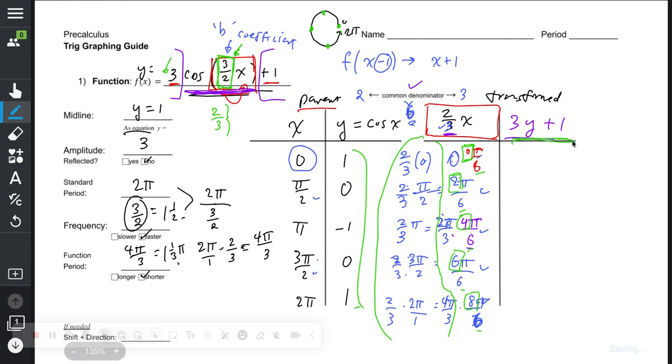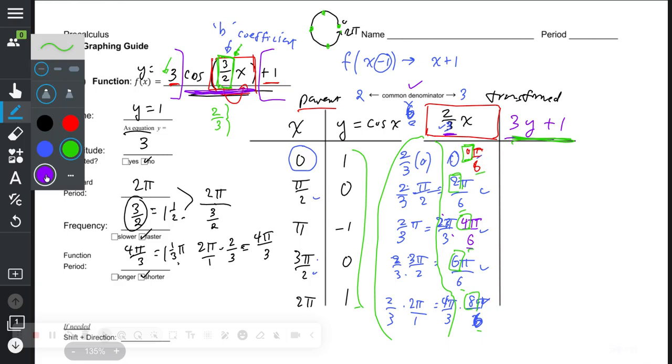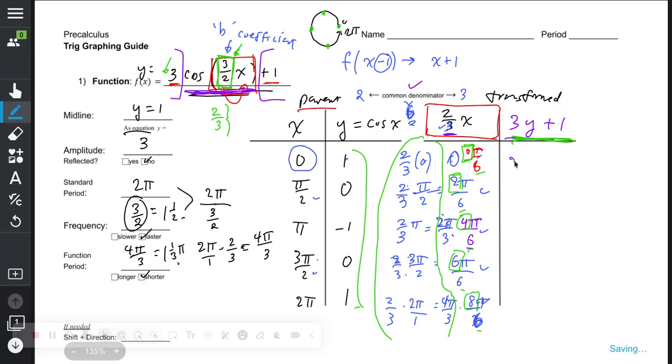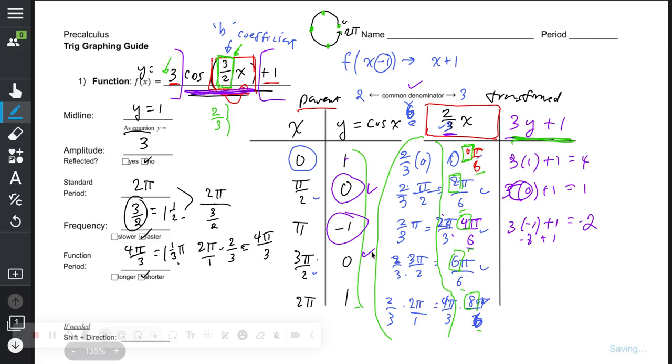Now, this side is usually much easier to do. So I'm going to take the 1. 3 times 1 plus 1 is 4. Take that 0. 3 times 0 plus 1 equals 1. Take that negative 1. 3 times negative 1 plus 1, negative 3 plus 1 is negative 2. Back to, okay, so this and this are going to be the same, so that's going to be 1. This and this are going to be the same, that's going to be 4.